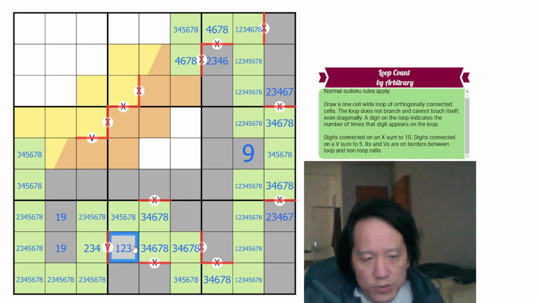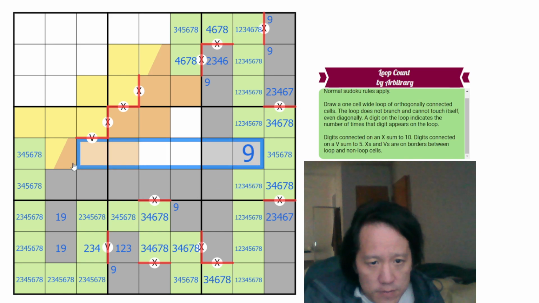This is 1, 2, or 3. This can't be 9. The 9 has to be one of these 2. The 9 has to be one of these 3. This can't be 9.